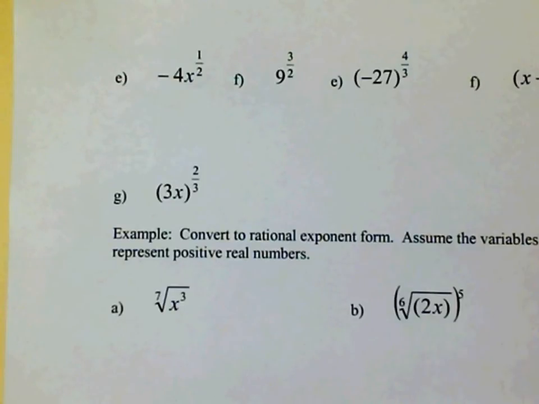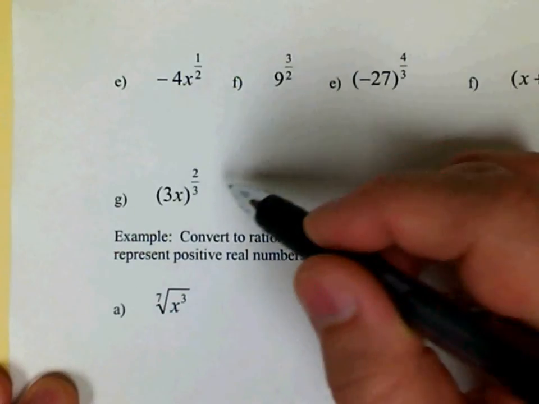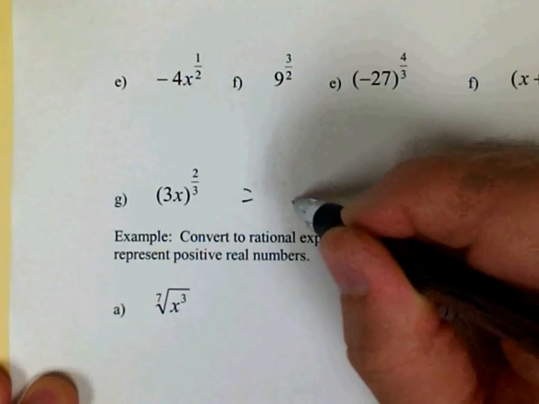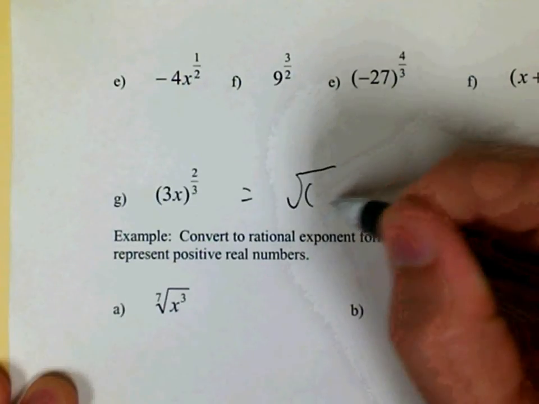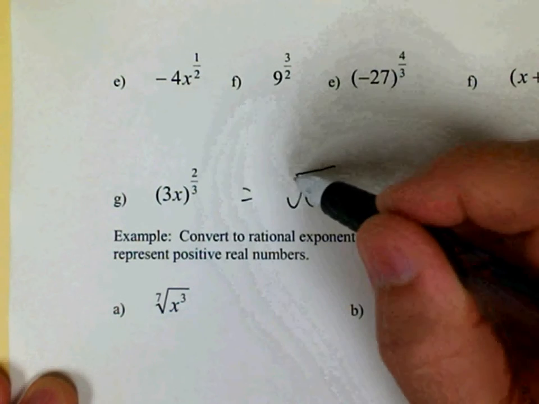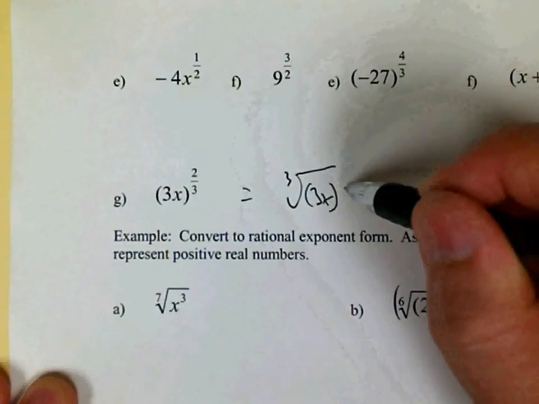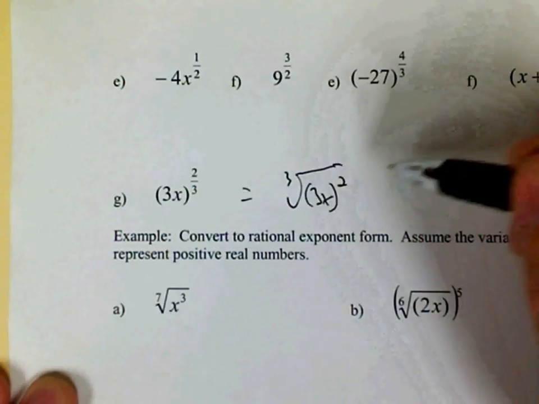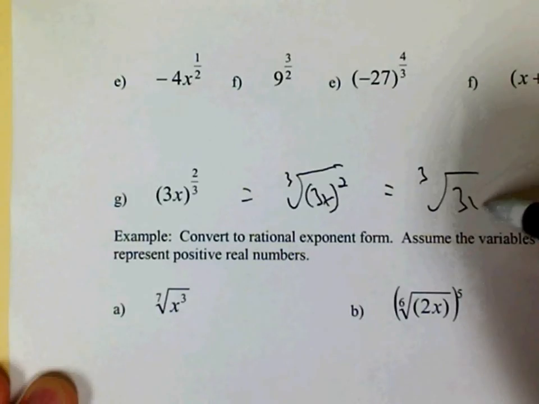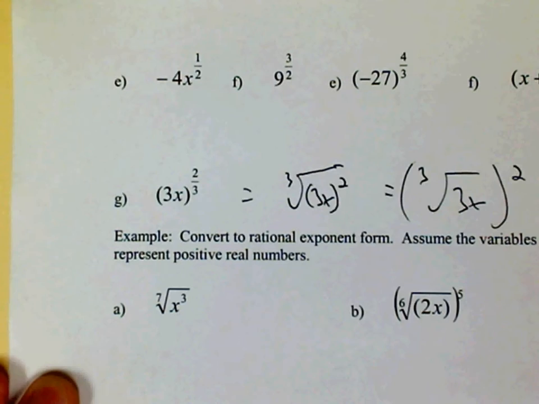For G part, notice that the 3 is the index, because that's the denominator. The 2 will be the exponent. So I'm going to write it like this. And I'm going to keep the 3x inside of parentheses. And once again, that 3 that's the denominator goes on the outside of the radical, and the 2 stays on the 3x. You can write it like that, or you can write it like this. Either way is perfectly fine and acceptable.